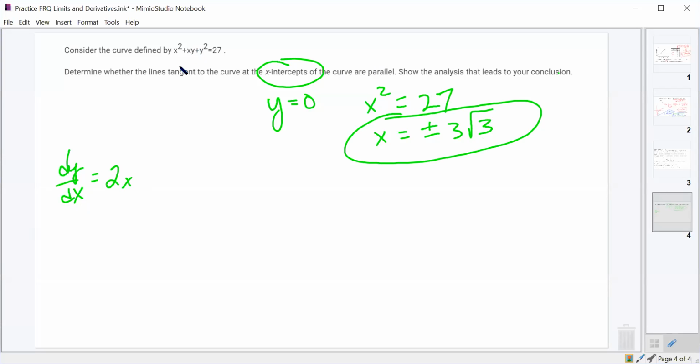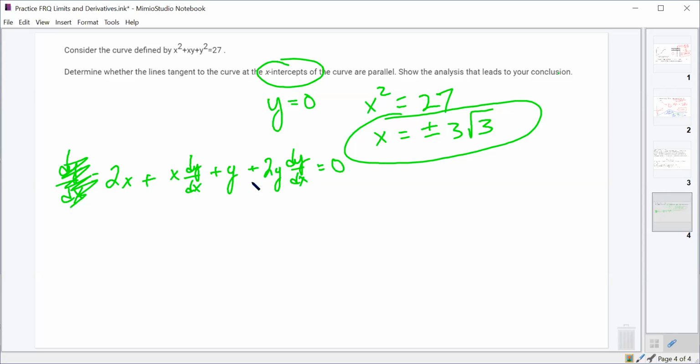The derivative of xy requires the product rule, so that'll be plus x times the derivative of y with respect to x, plus y times the derivative of x, which is just 1. And then plus the derivative of y squared with respect to x, which is 2y dy dx. So we need our implicit differentiation skill here, and equals 0 because the derivative of a constant is 0. Everybody good? I shouldn't write a dy dx there at the beginning, but we're looking for dy dx, right?